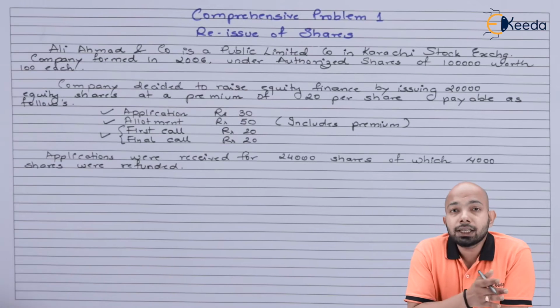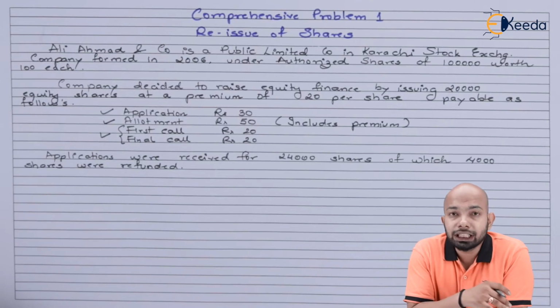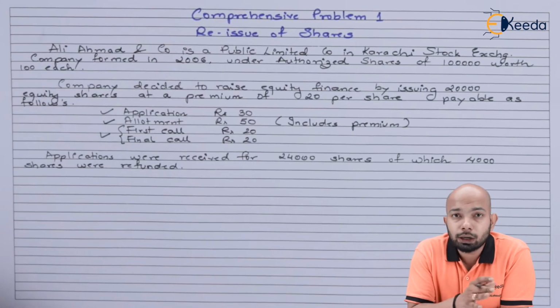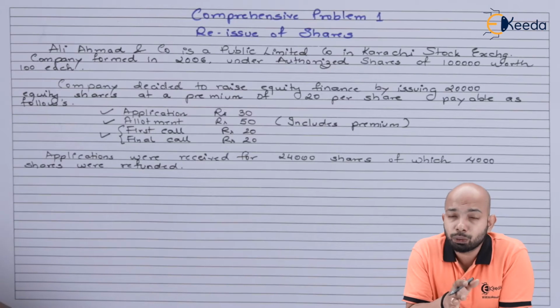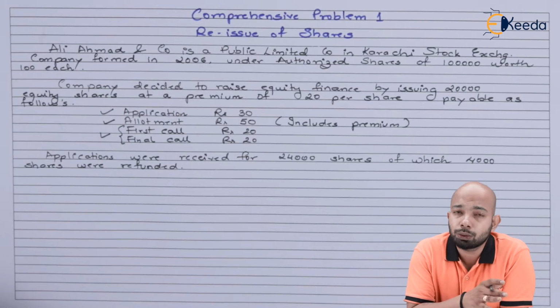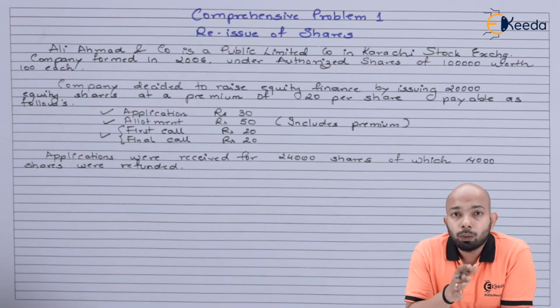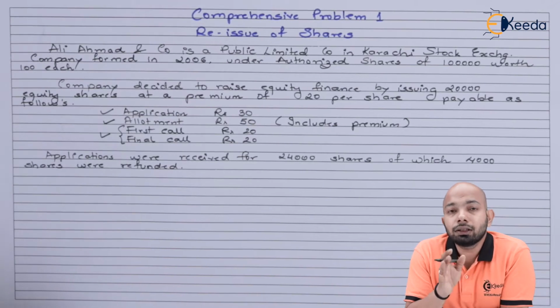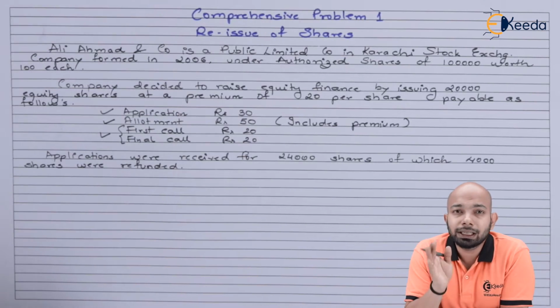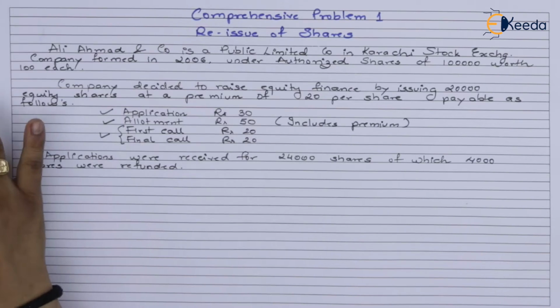Now, the applications that they received were for 24,000. The issue was for 20,000. However, they received applications for 24,000, which is a clear case of oversubscription. Now, what the company did is that they rejected the 4,000 applications. That means a complete refund was provided to them.